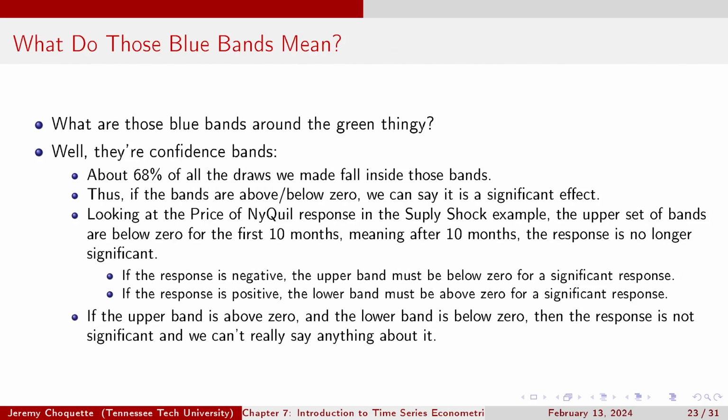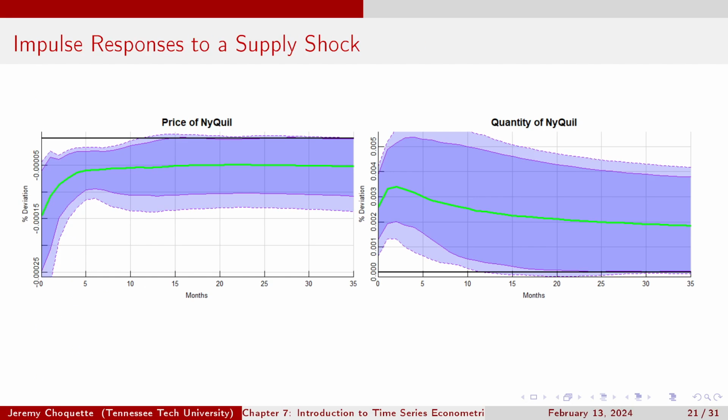So if I've got an increase and the lower band is above 0, it's significant. If I've got a decrease in that variable and the upper band is below 0, it's a significant effect. So the price of NyQuil in the supply shock example, these upper set of bands were below 0 for the first 10 months.